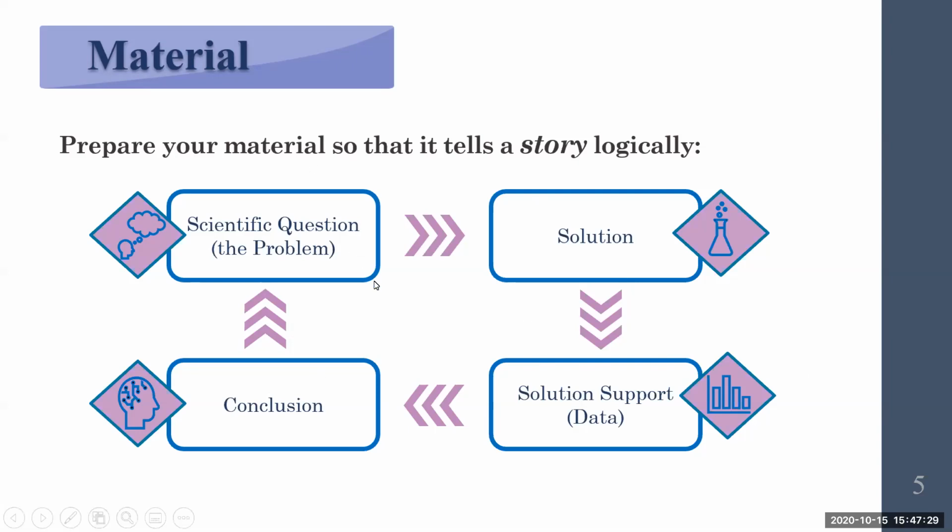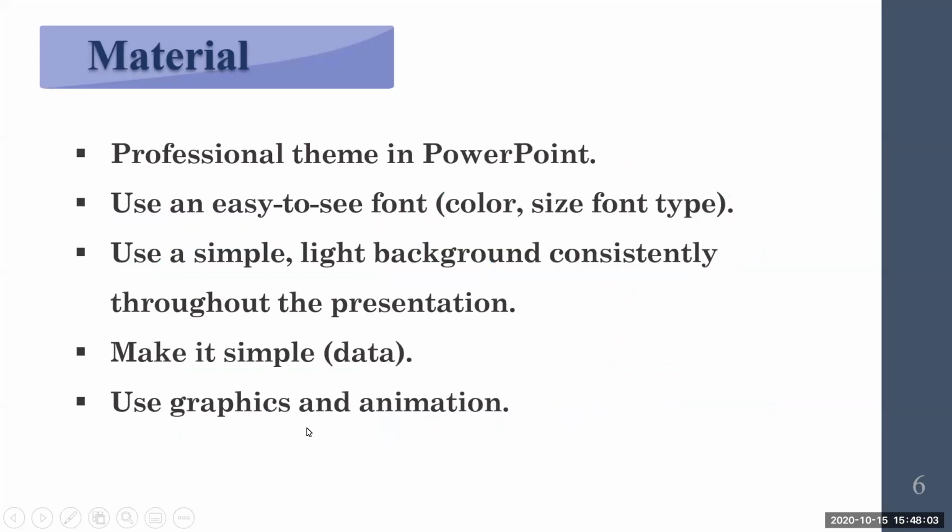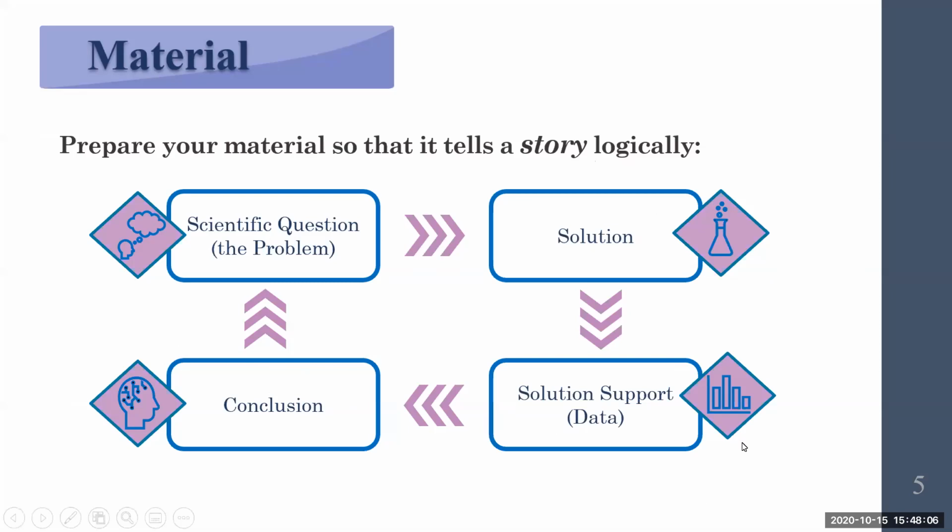As we all know, scientific research starts with a problem. Observing something in the universe, a phenomenon or whatever, and then you raise a scientific question to this problem. Then you go to the solution. You try to find a solution by conducting experiments, doing analysis, investigations, and so on. Out of these, what you get is solution support, which is your data, graphs, figures, tables, and so on. Then you reach the conclusion where you finally solved your problem, and you have supported it with data.